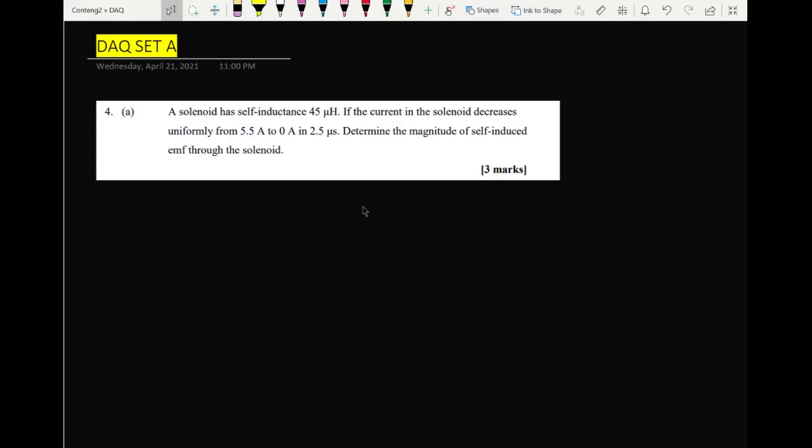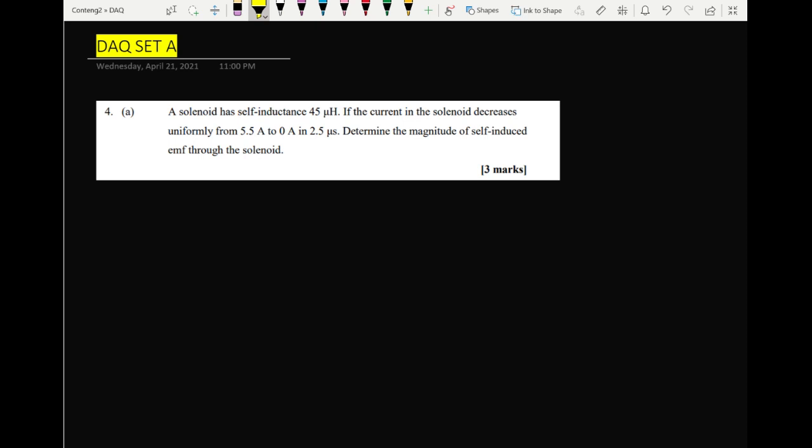Assalamualaikum warahmatullahi wabarakatuh, and hi to all of you. So now we will discuss question number 4, which is chapter 5, Electromagnetic Induction, and the contribution marks for this question is 10 marks. We have two questions, 4A and 4B. Look at the first question, 4A.